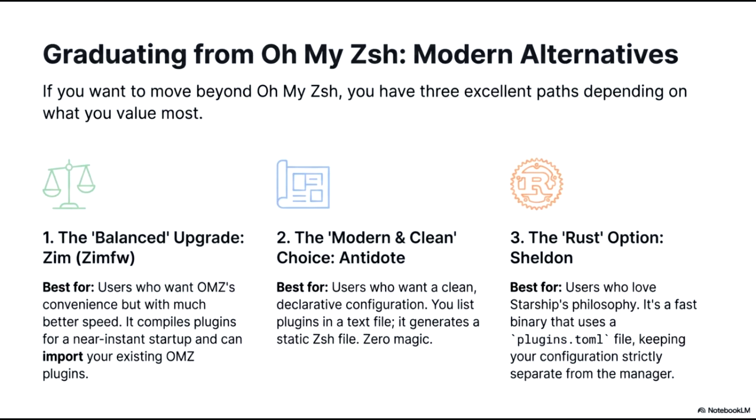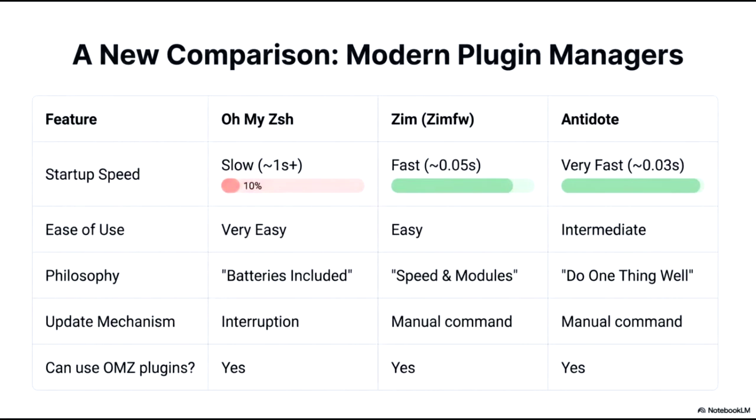This comparison highlights the key differences between 3 prominent ZSH plugin managers: Oh My ZSH, Zim, and Antidote. We evaluate these tools based on performance, usability, and design philosophy to help you choose the right one for your environment. Starting with startup speed, there is a clear performance gap. Oh My ZSH is the slowest in the group, often taking 1 second or more to initialize. Zim and Antidote provide significantly better performance, with startup times of approximately 0.05 seconds and 0.03 seconds respectively, making Antidote the fastest option presented here.